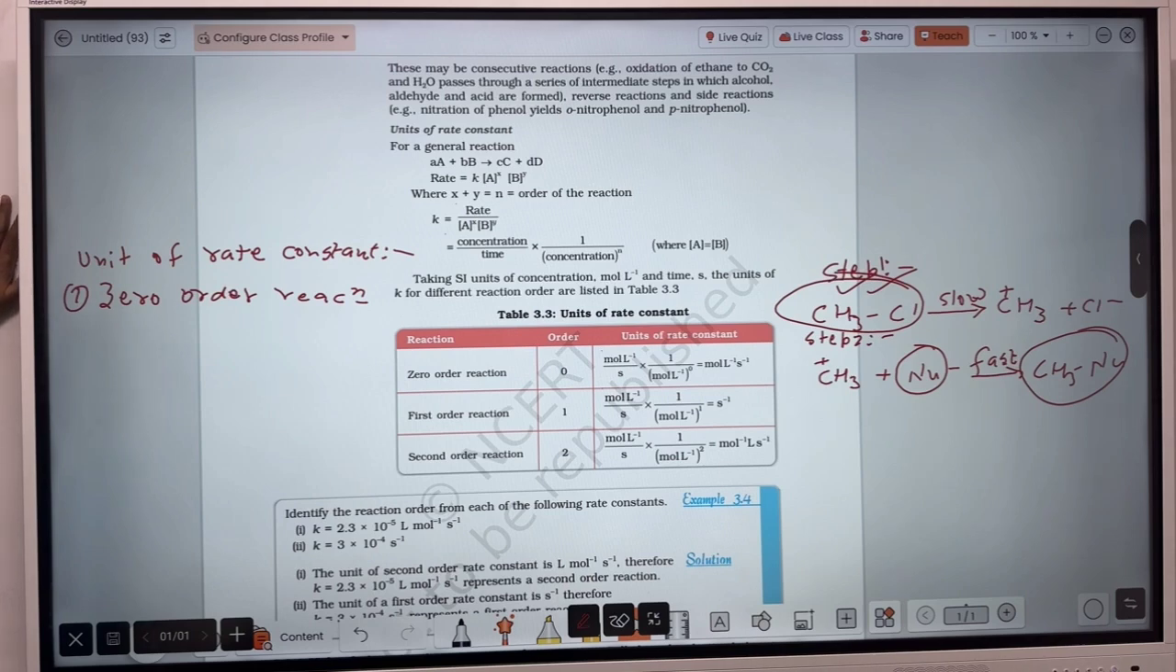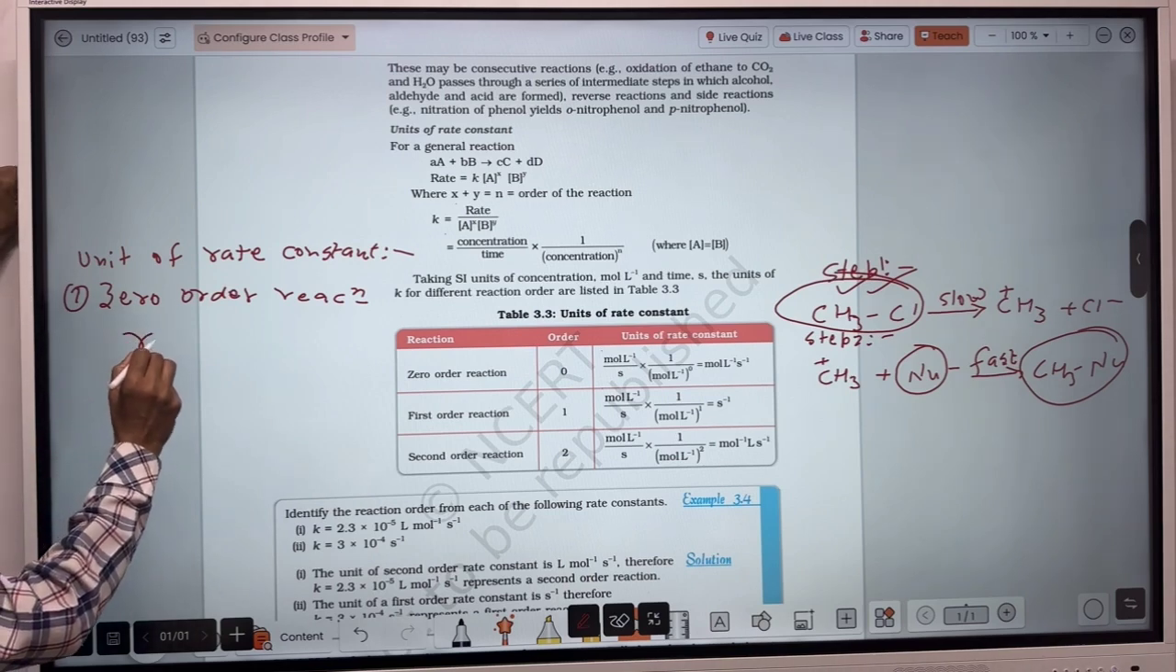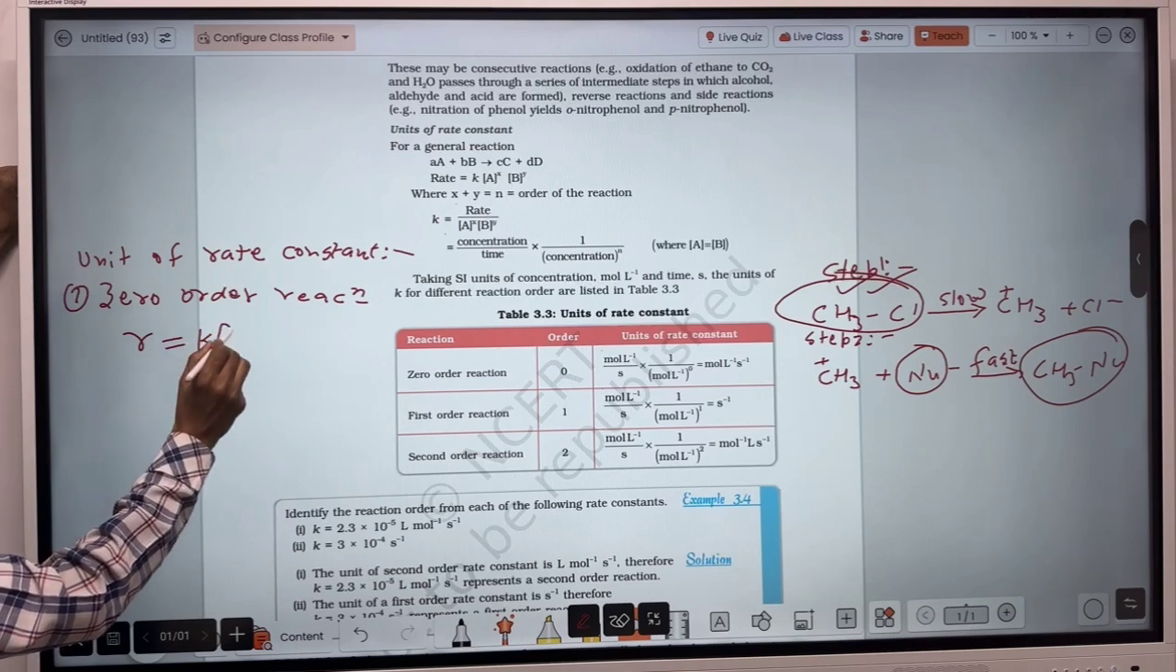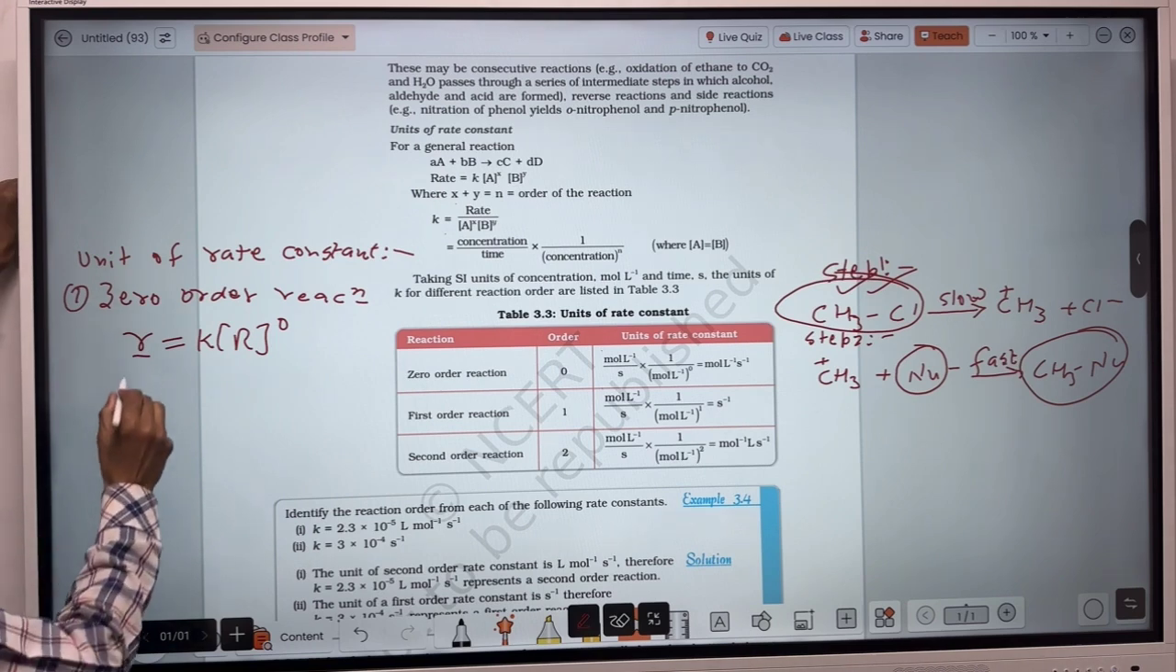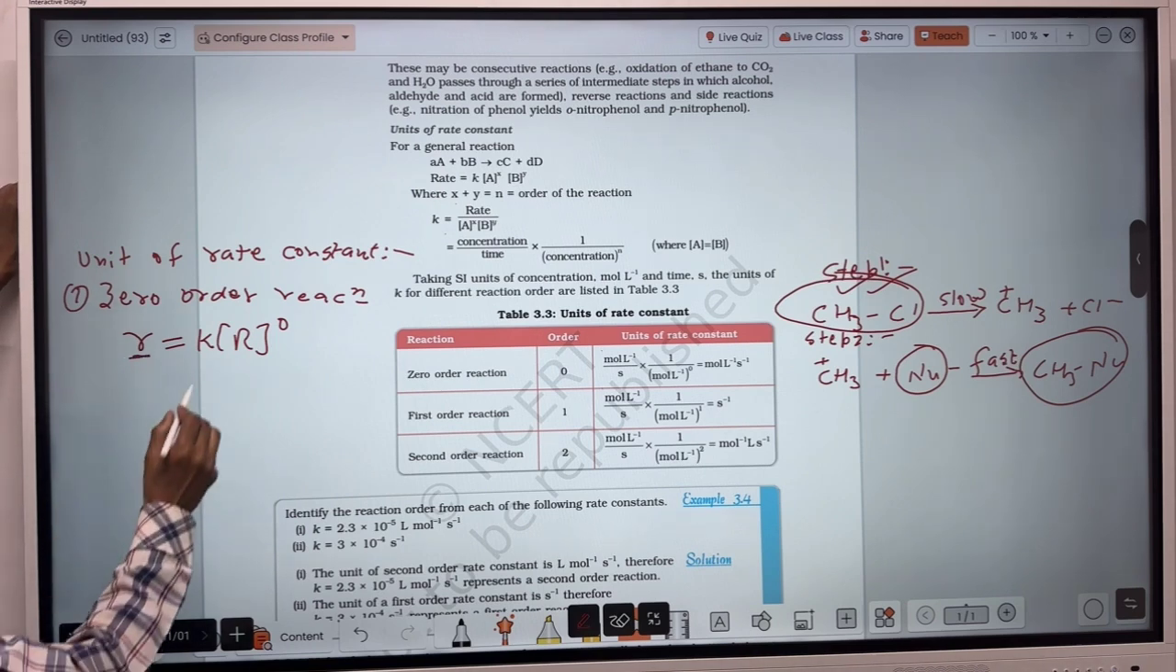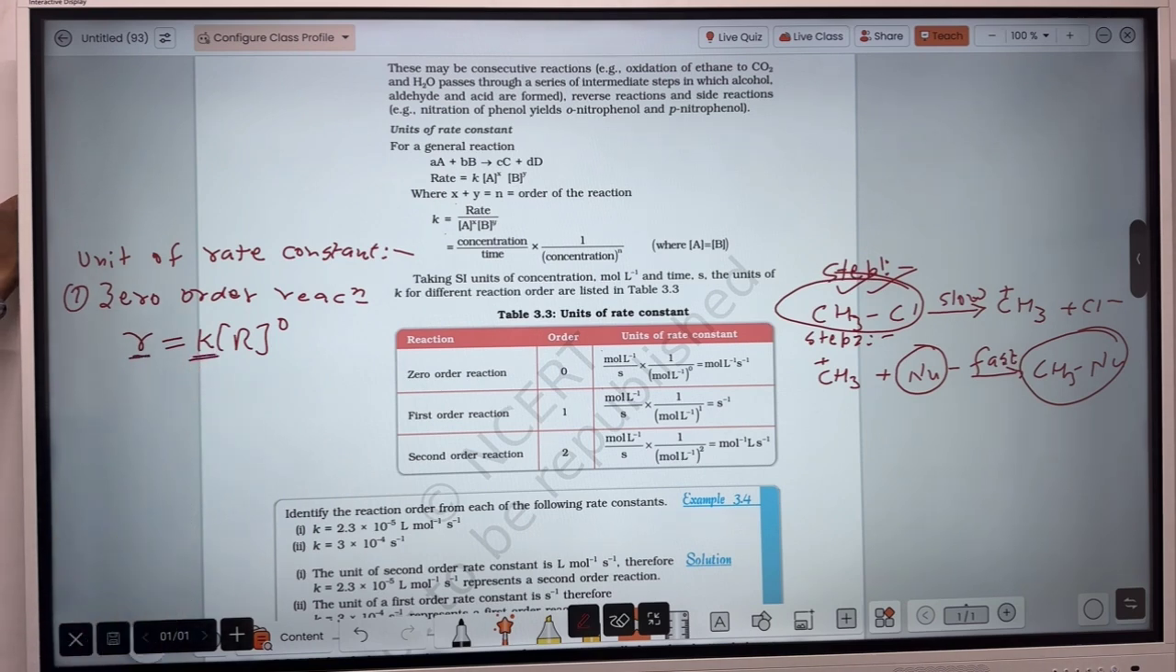Firstly, find out the unit of rate constant in zero order reaction. You already know the rate of reaction here will be equal to K into concentration of reactant to the power 0. So unit of rate of reaction will be equal to unit of rate constant into concentration of reactant to the power 0. Concentration of reactant to the power 0 equals 1.